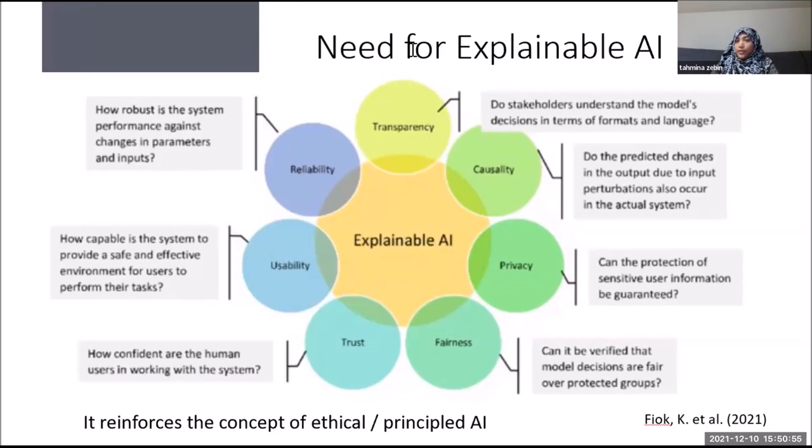Trust is another thing that comes when you provide users with a transparent system. When you can see the underlying decision-making process, it's easier to believe in that system. When you know how it is working, it's easier to trust it. And fairness comes with it. If I have explainable AI methodologies, I have ways of verifying whether my model's decisions are fair over the protected groups of participants that I am using this decision support system for. This diagram is from a very recent paper by Fiok et al. on explainable artificial intelligence for education and training, and they highlighted what questions we could answer if we have an explainable AI system.